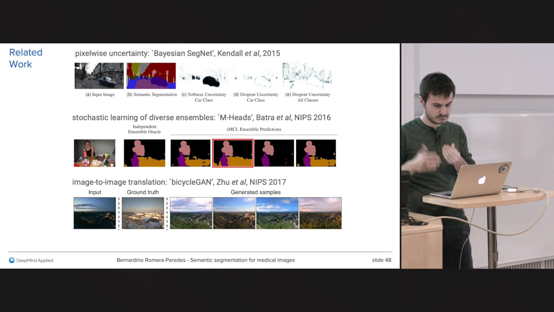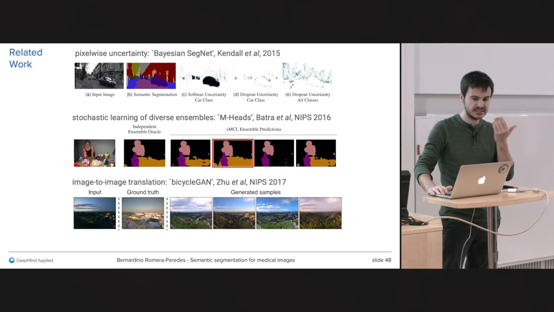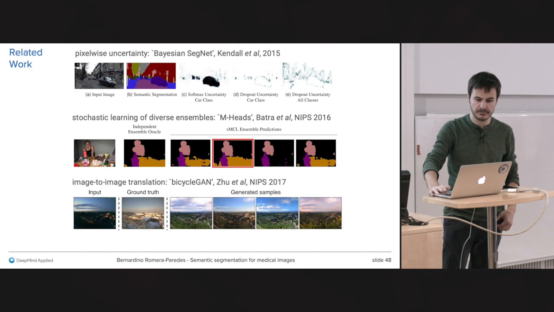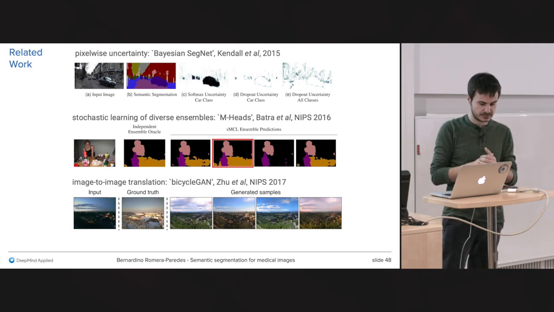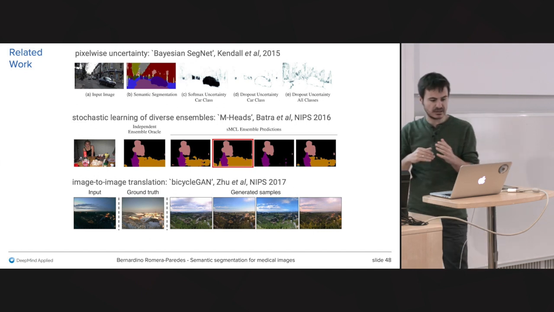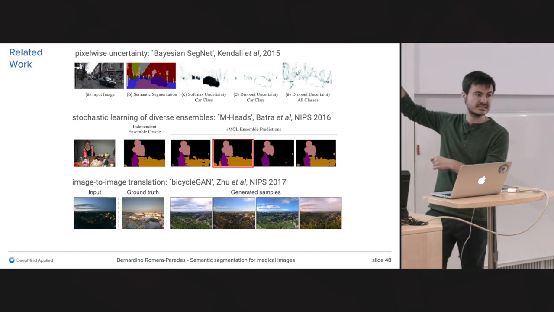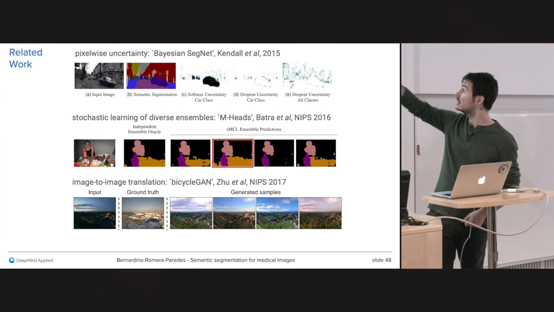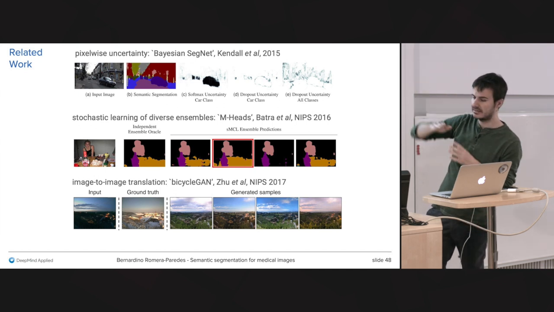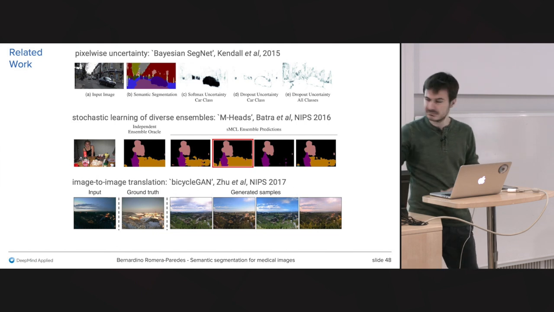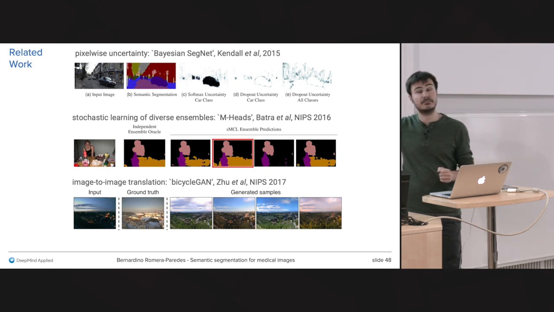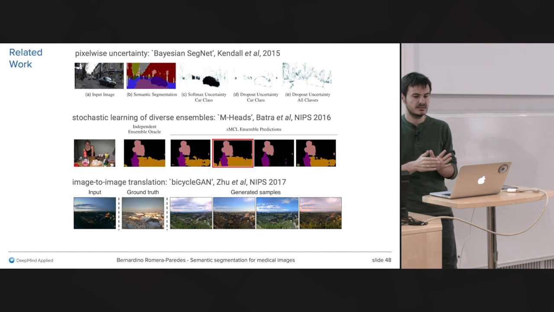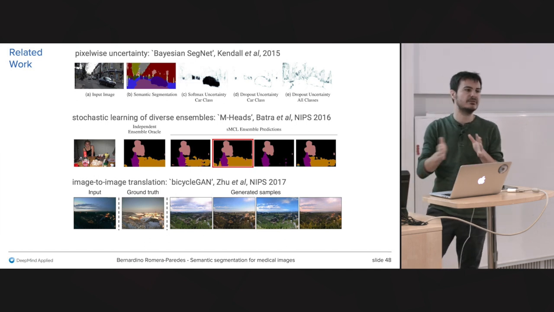So there is of course other work that is related and that can be applied to the same problem. There is some work that tries to account for the uncertainty pixel-wise of segmentations, which is the first one. The second one is on having several hypotheses given the same input. I will talk a bit more about them in the next slide. And then the last one, for example, wasn't applied explicitly to segmentation, or let's say segmentation was only one application of those.